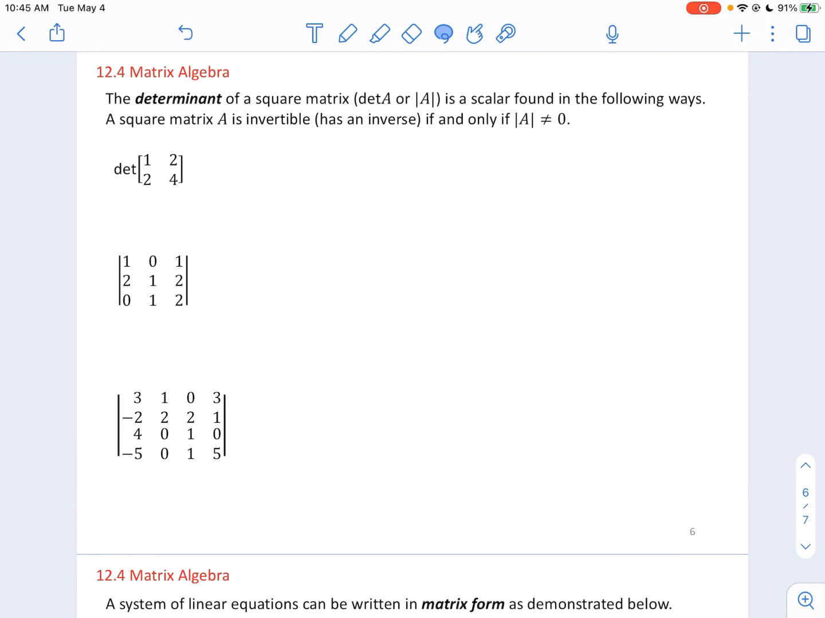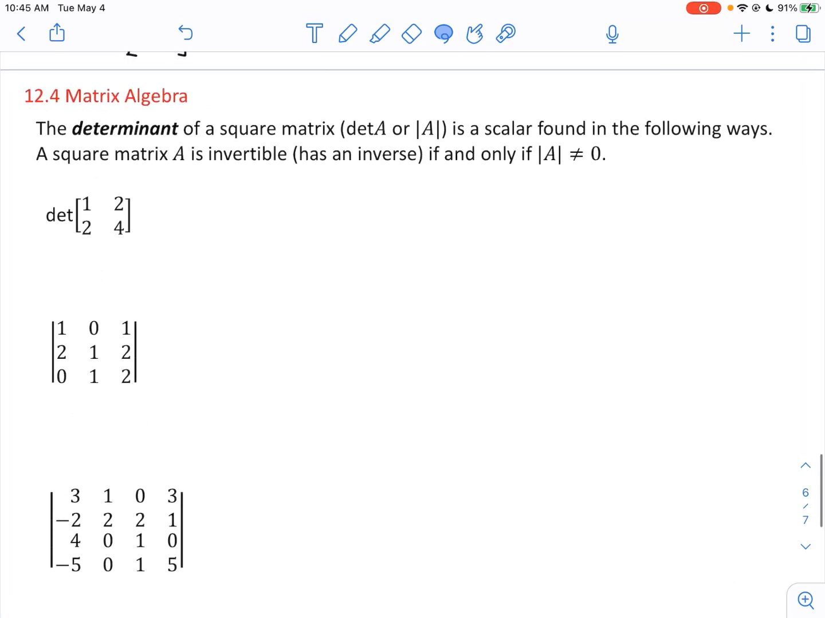The determinant of a square matrix, which is represented by det A, or by putting A in these absolute value signs, is a scalar found in the following ways. Now, a square matrix A is invertible, it has an inverse, if and only if its determinant is not 0. So this is going to be an interesting way to determine whether a square matrix has an inverse.